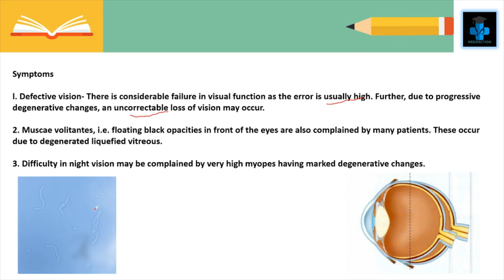Next is muscae volitantes, that is, floating black opacities in front of the eyes are also complained of by many patients. These types of images will be formed in front of your eyes, and these occur due to degenerated, liquefied vitreous humor. Difficulty in night vision may be complained of by very high myopes having marked degenerative changes.